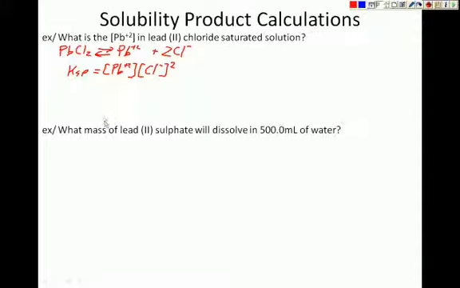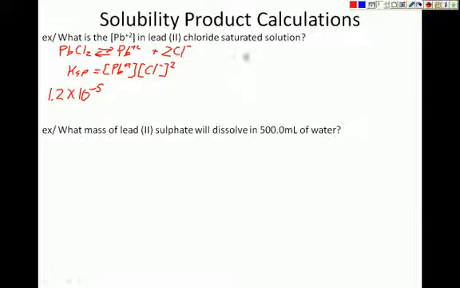Okay, and we know from looking at our chart from before that the solubility product constant for lead 2 chloride is 1.2 times 10 to the minus 5. That is the Ksp value. And for this, this is going to be a 1 to 1 to 2 ratio.